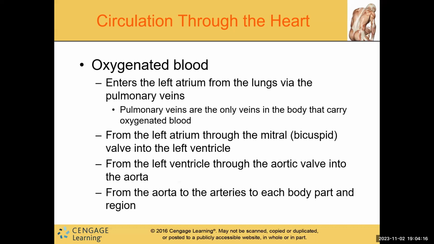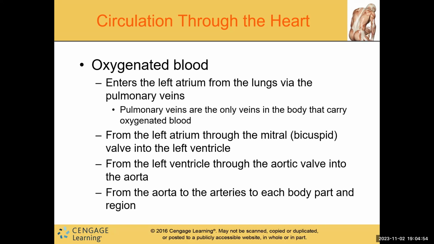It now enters through the pulmonary veins, the left atrium of the heart. So here we have pulmonary veins are the only veins in the body that carry oxygenated blood. So again, veins generally in the body contain deoxygenated blood, but because the pulmonary vein is coming straight from the lungs where we just had this exchange of infusion of oxygen, the pulmonary vein is the only vein that contains oxygenated blood.